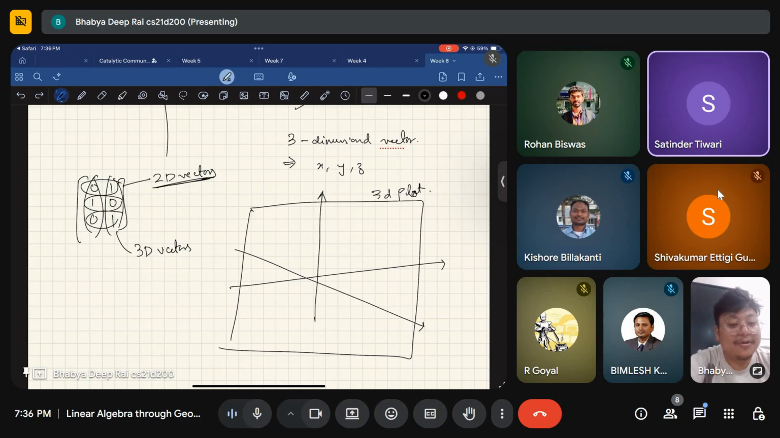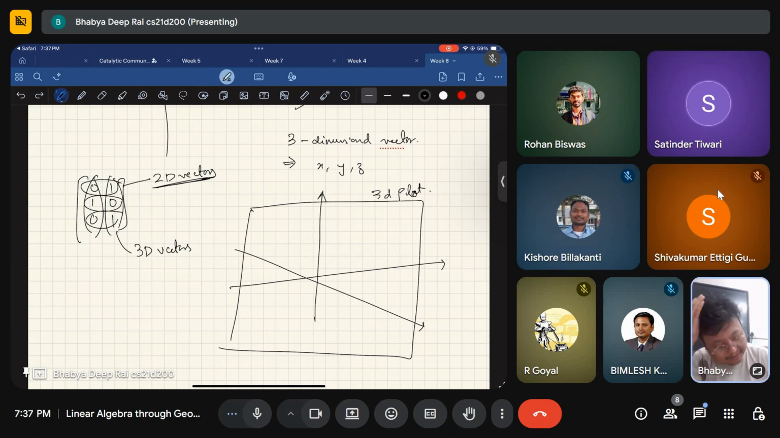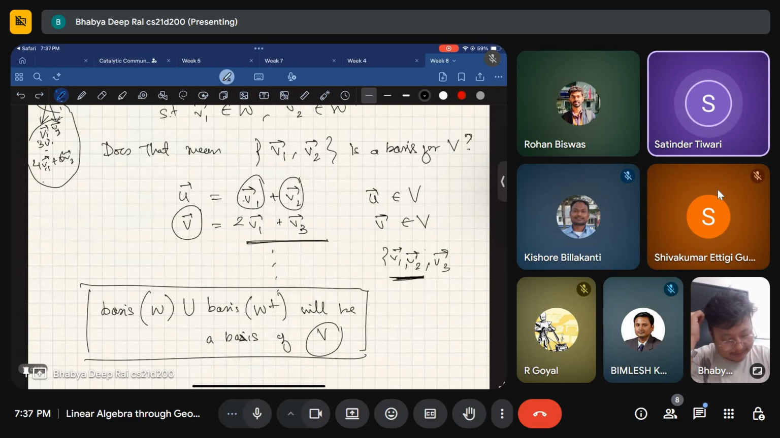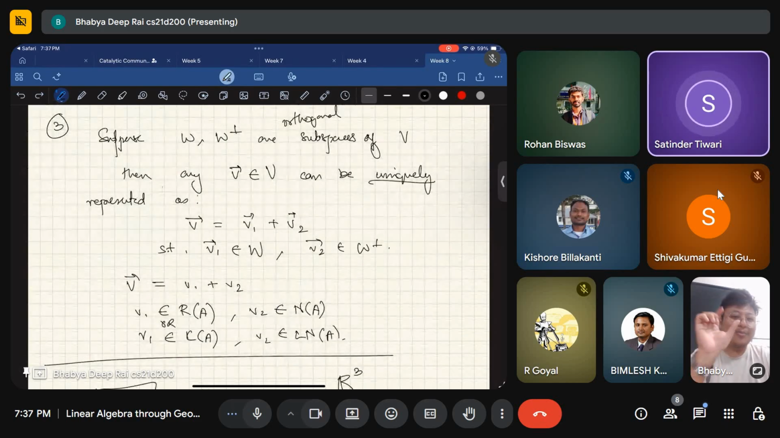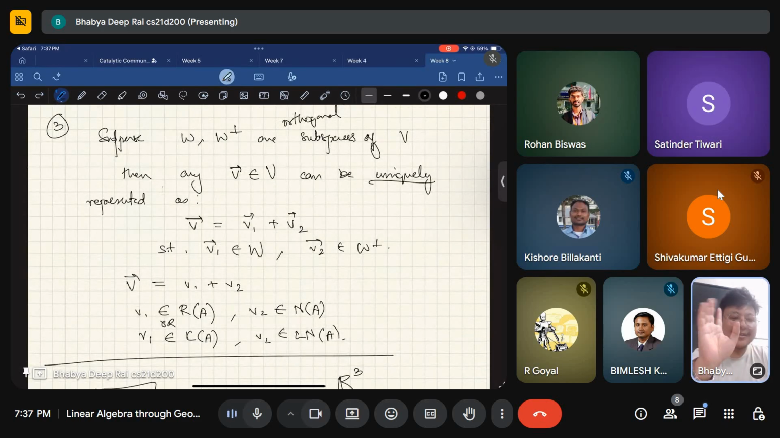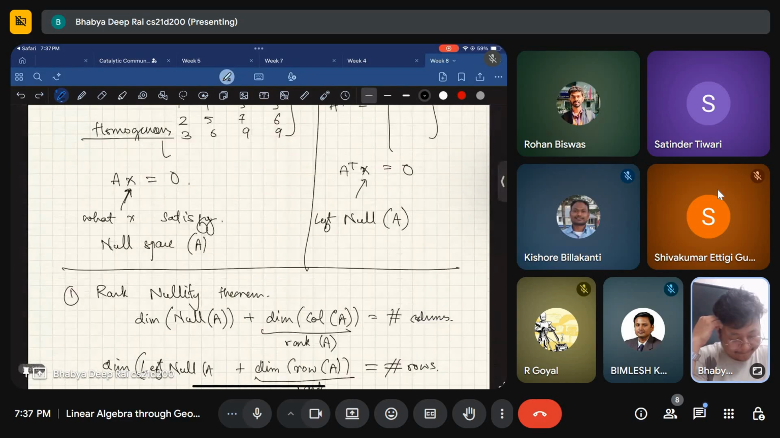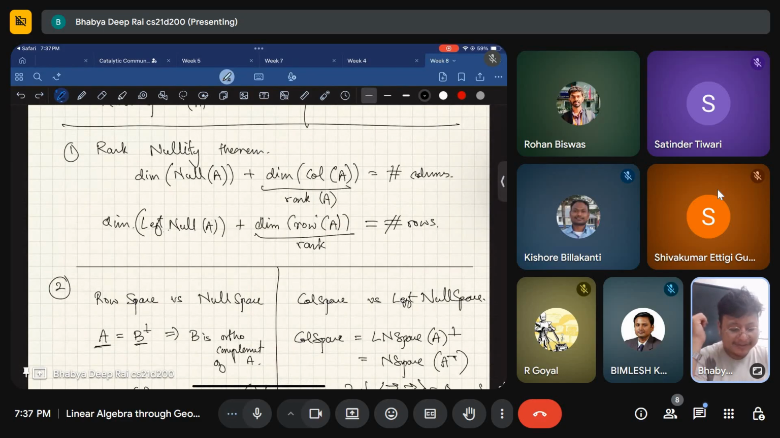No, the dimension of the row space plus the dimension of the left null space. No, because as you have said, the dimension of column space and dimension of row space are the same. So I can replace the dimension of column space by the dimension of row space. That is correct. But the summing up part is the problem, because you need to sum it with the left nullity.